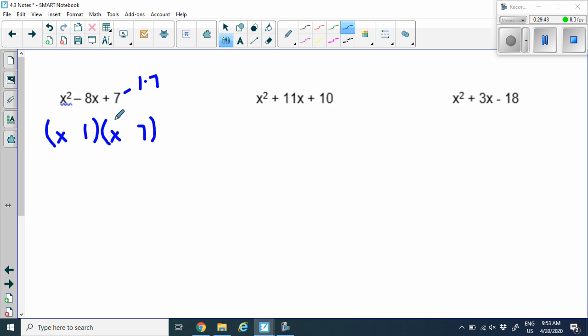Now notice that our middle term is negative 8. So in order to get that, both of these have to be negative. So negative 1 minus 7 gives me a negative 8. And when I multiply negative 1 times negative 7, that does give me a positive 7. So that works out. Okay, now go ahead and pause the video and do these last two problems.